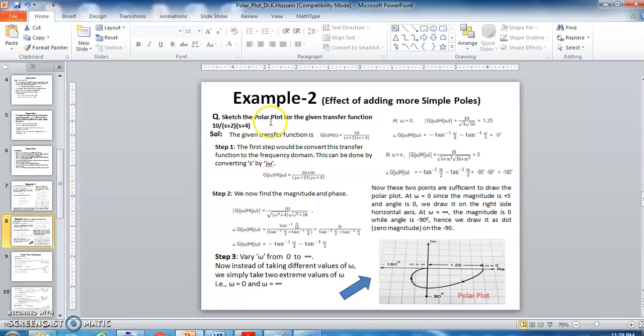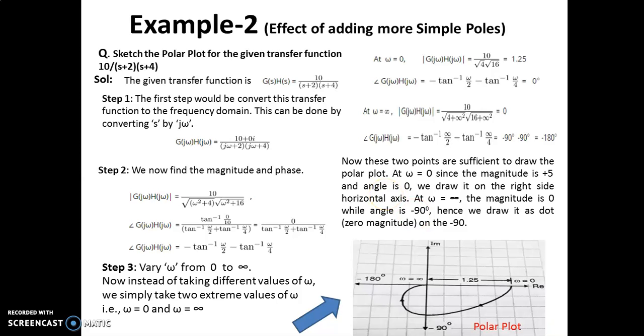From the last class, we are just adding one pole, so there are two terms here. Sketch the polar plot for the given transfer function 10 over (s plus 2) into (s plus 4). So that is the given transfer function. For this you need to sketch the polar plot. You need to draw the polar plot.